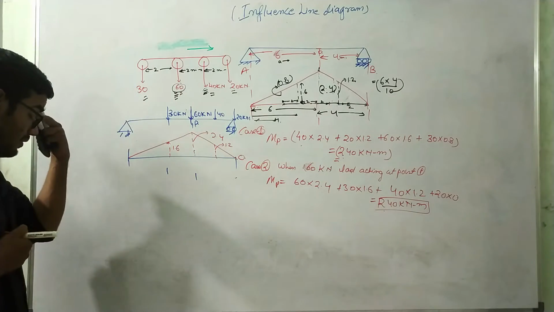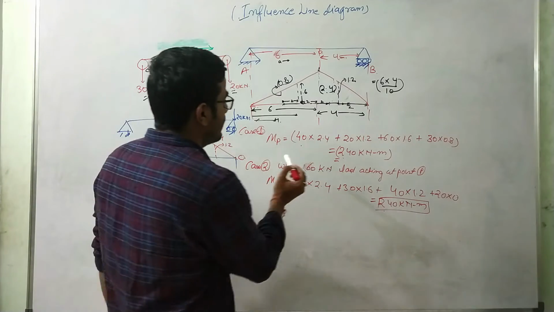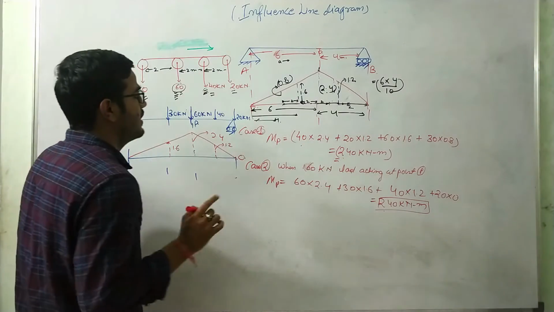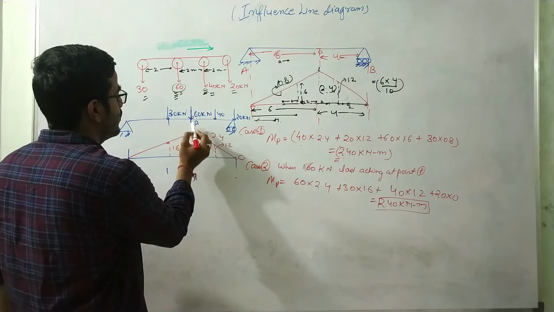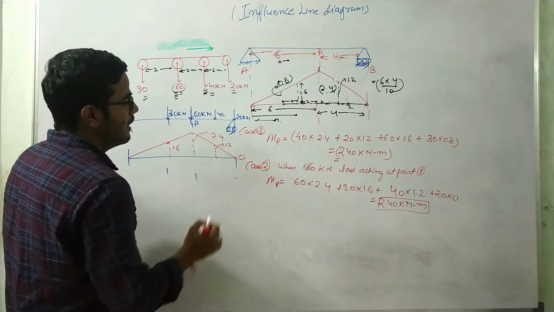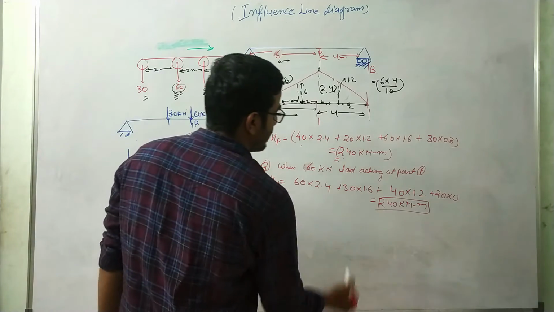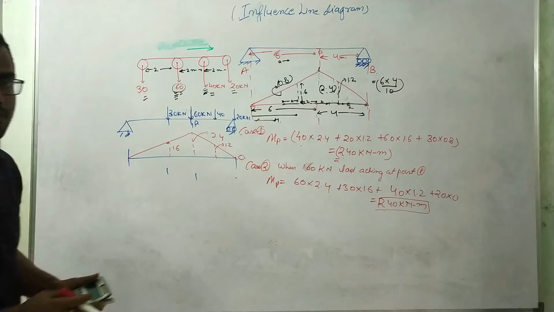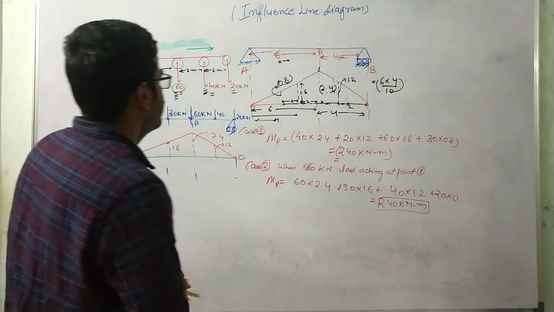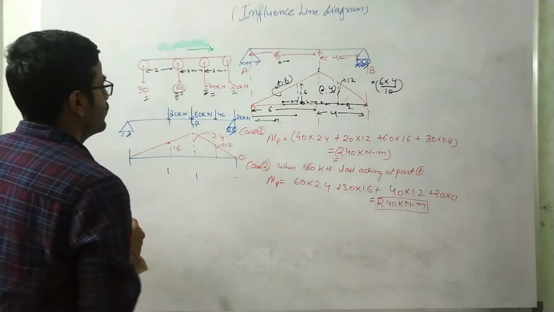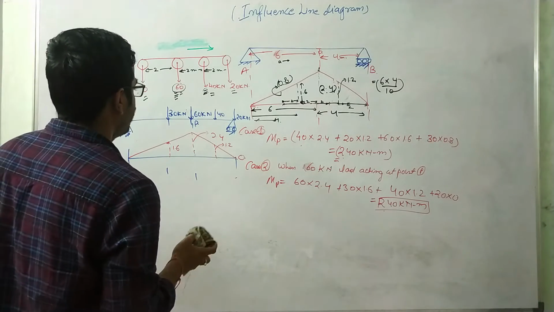So in this problem, there are two cases where you can get the maximum value of MP: at first, when the 40 kilonewton load is acting at point P, and for case 2, when the 60 kilonewton load is acting at point P. In both cases you are getting the maximum value, so both are our critical cases. Okay, so the problem is not finished here. We'll discuss one more thing in this problem.